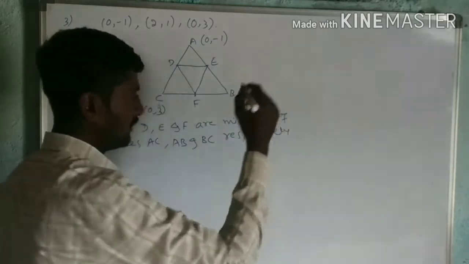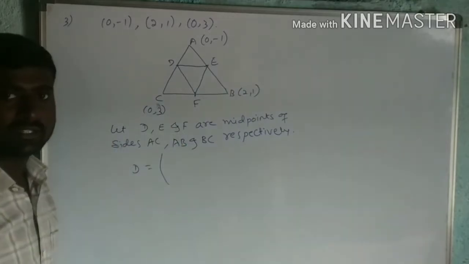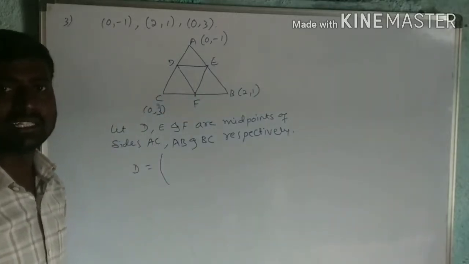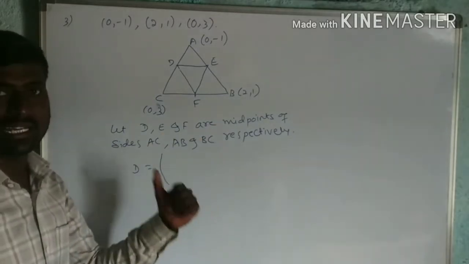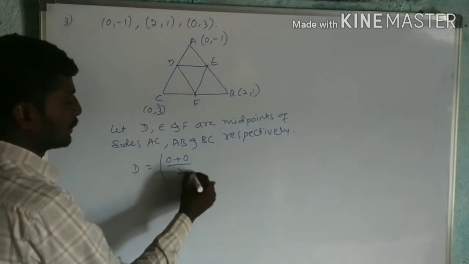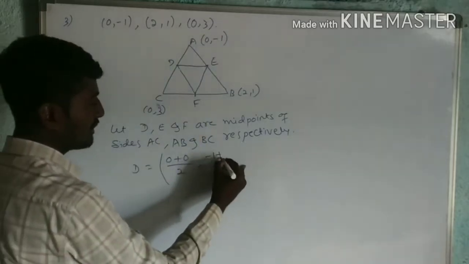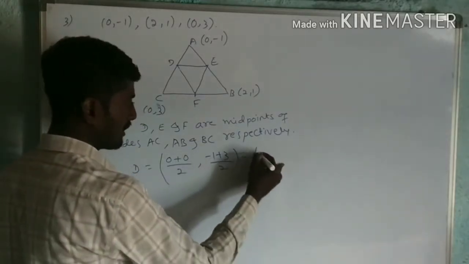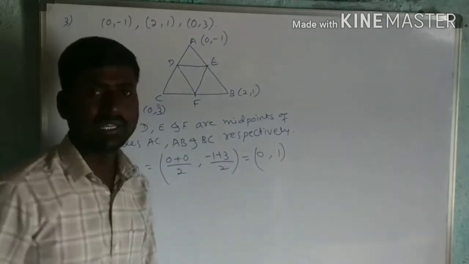Now I am going to find D. D is the midpoint of AC. Now we can apply the midpoint formula, that is ((x1 plus x2) by 2, (y1 plus y2) by 2). So this is ((0 plus 0) divided by 2, (-1 plus 3) divided by 2). This equals 0 comma 2 divided by 2, that is 1. I got D.